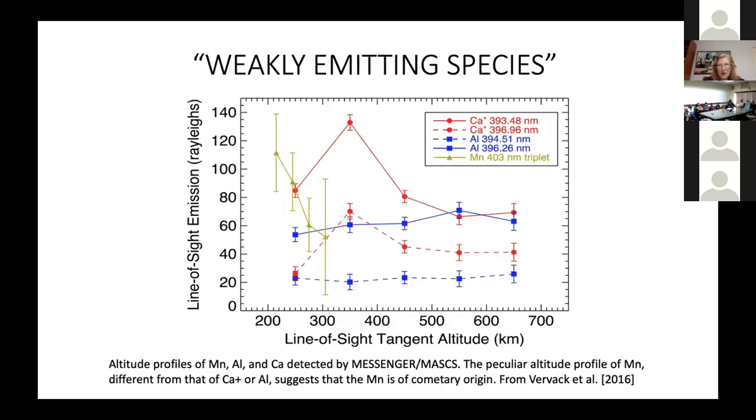And the other interesting thing here is you see the calcium plus doesn't peak at the surface. It peaks at about 350 kilometers from the surface. That means that it's sourced from neutral calcium. One thing about calcium is it has a very rapid photoionization time, and so that's why it's becoming photoionized pretty close to the surface. And aluminum also isn't dropping off from the surface, which means that it must have a source in the exosphere itself, probably from aluminum oxides.